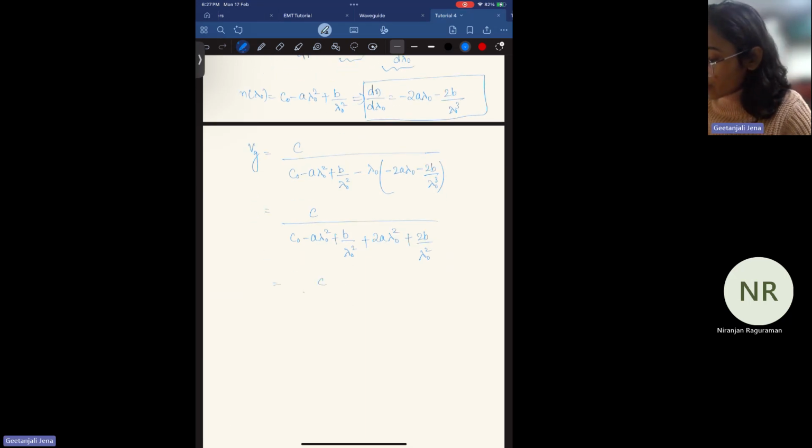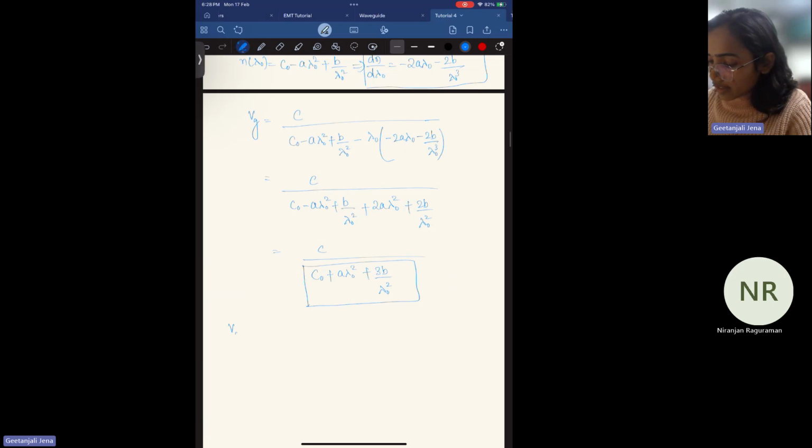So that means this is c over c0 plus a lambda 0 square plus 3b lambda 0 square. So we need to find only this expression now to calculate the group velocity. Let us see, one is at wavelength 0.8 micrometer, and this says C, it is giving. So let us calculate the group velocity in terms of C.